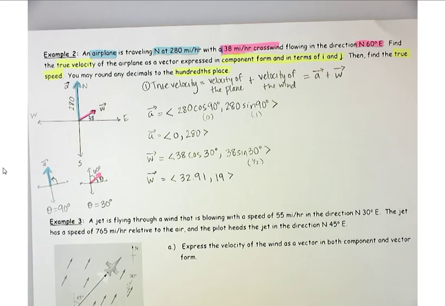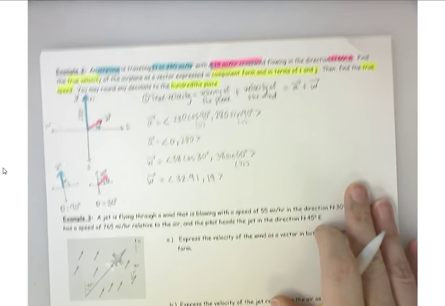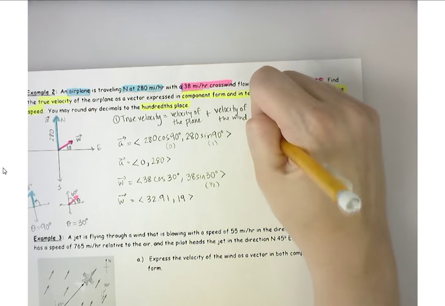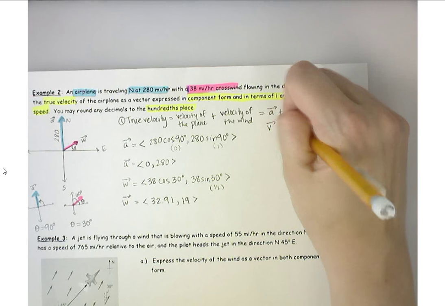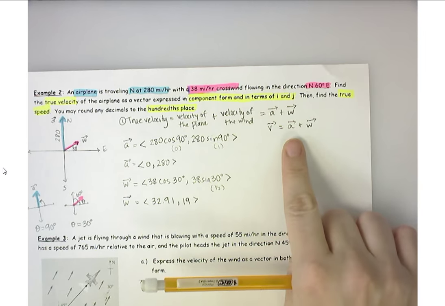Okay, so then what we're going to do is find the true velocity. So the true velocity we often call v, the vector v. And we're going to add a and w together. A and w.